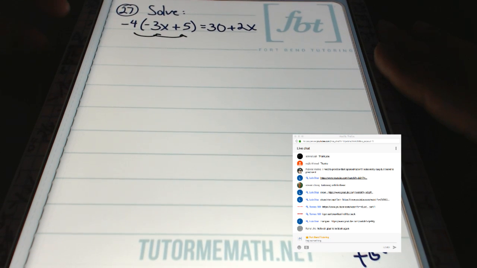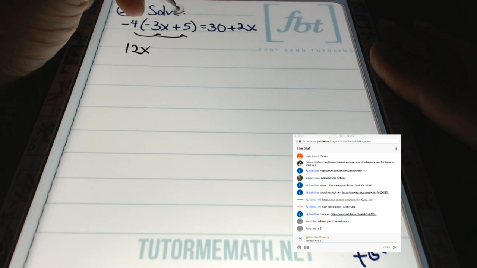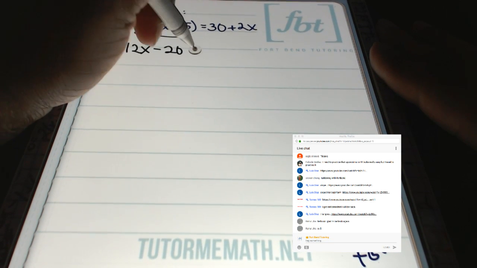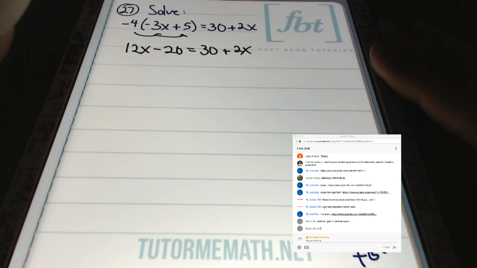The negative 4 times negative 3x is going to give me a positive 12x. The negative 4 times 5 is negative 20. Bring down the right side, which is 30 plus 2x. And now, Raul is already coming in with the answer.